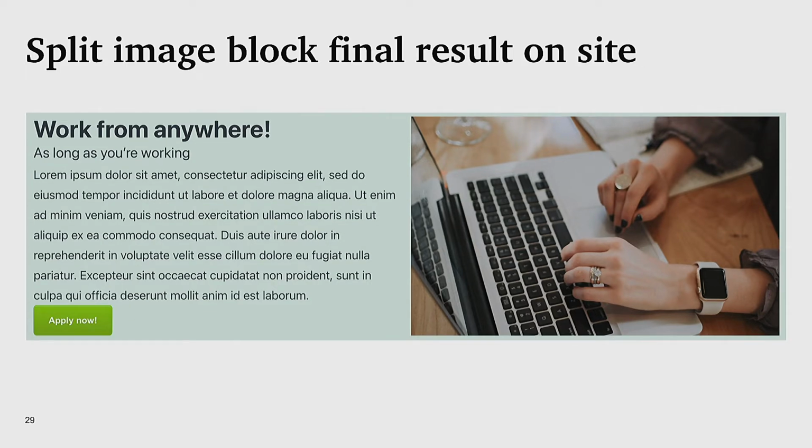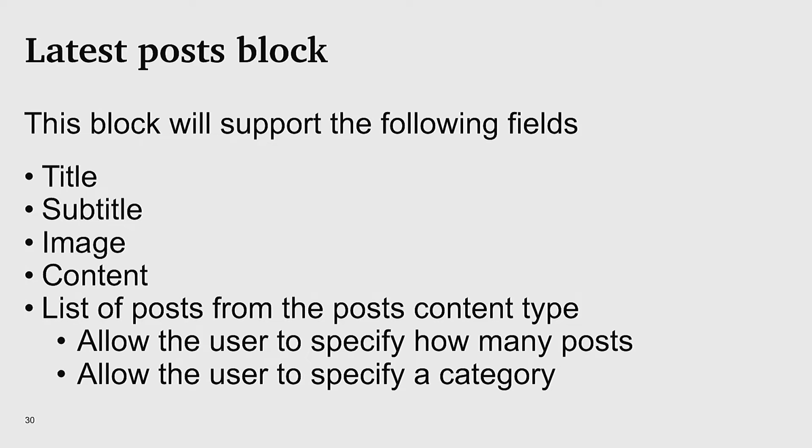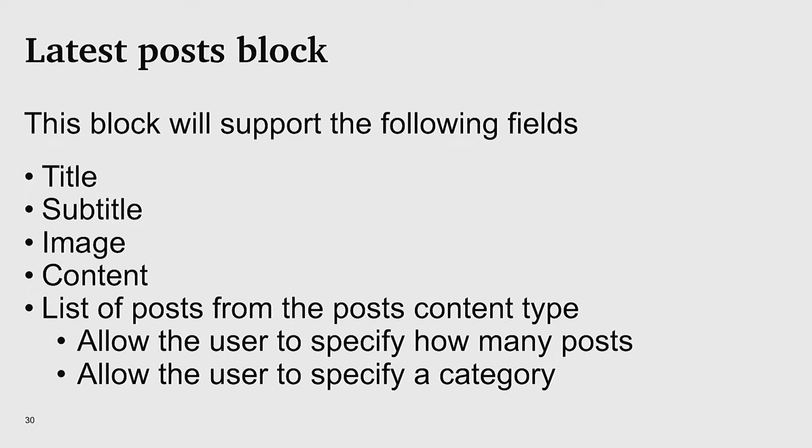So moving on to the next one. We're going to talk about the latest posts block. And again, this is just building on the split image block that we just made. So I'm going to skip the split image part of it. And we're just going to be adding the last bullet where it says a list of posts from a certain content type. And we're going to allow the user to specify how many posts, and we're going to allow them to specify a category for where those posts come from.